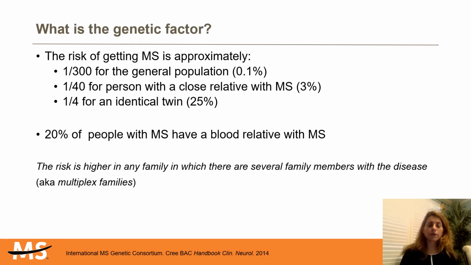So what is a genetic factor that we know? The risk of getting MS is about 1 in 300 for the general population, 1 in 40 for a person with a close relative with MS, which means a parent, a child, or a sibling, or 1 in 4 for an identical twin, which is 25%. 20% of people with MS have a blood relative with MS, and sometimes you see these families that come in with several family members with the disease.